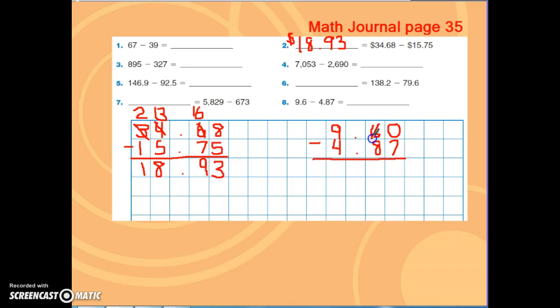And I know that I can't do that, so I borrow from my neighbor. The 6 becomes a 5. I add 10 onto the 0, so this is 10. Now I can do 10 minus 7 is 3. 5 minus 8, again I'm going to have to borrow. My 9 becomes an 8. My 5, I add 10 on, so now it's 15 minus 8 is 7. Bring my decimal straight down. 8 minus 4 is 4. Make sure you line up those decimals. Make sure you start with the largest number on top, the larger number minus the smaller number.